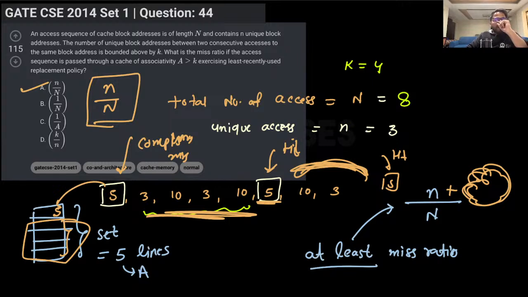Okay, so don't worry if you have not understood this question. It is a little tricky because of the wording and all. But all they are trying to say is that whenever you are next time accessing this, the number of unique blocks which will be coming will not be more than 4. So anyway they will accommodate here, right? So 5 will anyway be there, right? I mean it will be a hit on the 5.